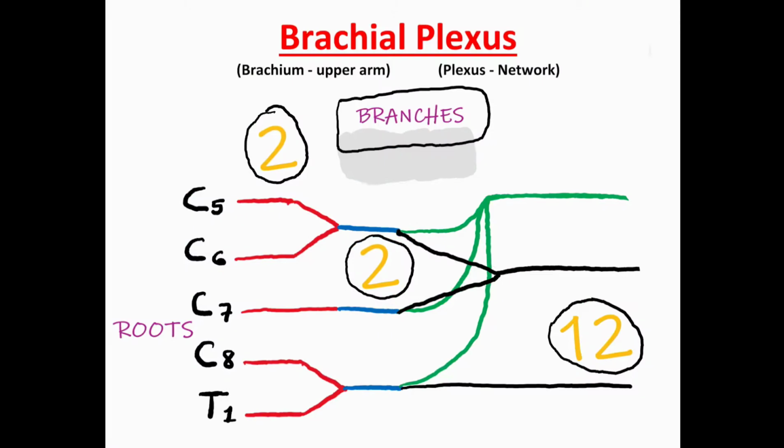To remember branches, it is very easy. You should remember 2 to 12. And this is a kind of mathematical formula, 2 to 12. 2 from the roots, 2 from the trunks, and 12 from the cords. The number will help you not skip any of the branches and will help you in memorizing it.